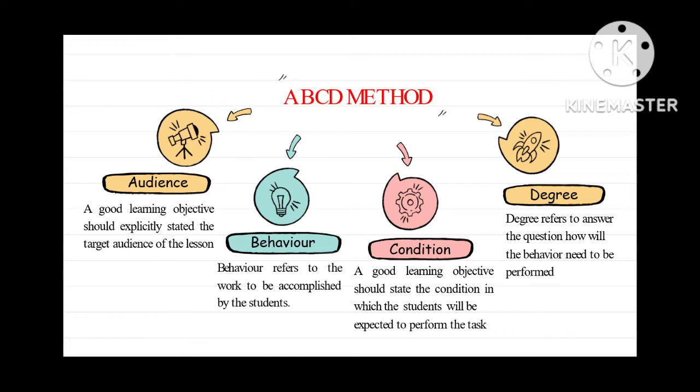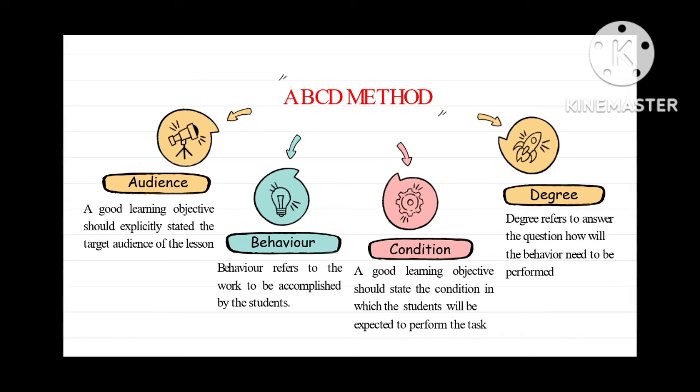The next one is the ABCD method. It is proposed by Jordan, Dijraf, and Dijraf, cited in Carr and Hardin 2010. ABCD stands for the initial characteristics of good learning objectives. A is for audience. A good learning objective should explicitly state the target audience of the lesson. B is for behavior. Behavior refers to the work to be accomplished by the students. The behavior must be observable and measurable.